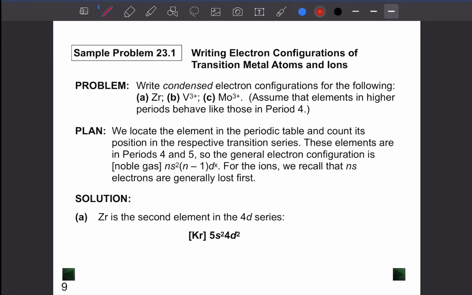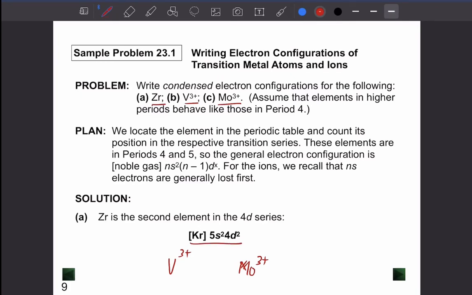Now let's take an example of these materials and see them one by one. These are the three that you have: zirconium, vanadium 3 plus and molybdenum 3 plus. I'm not going to do zirconium. You have the answer here. Try to do it on your own and find out the answer.